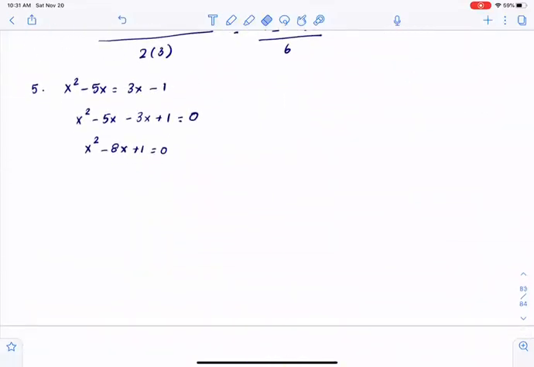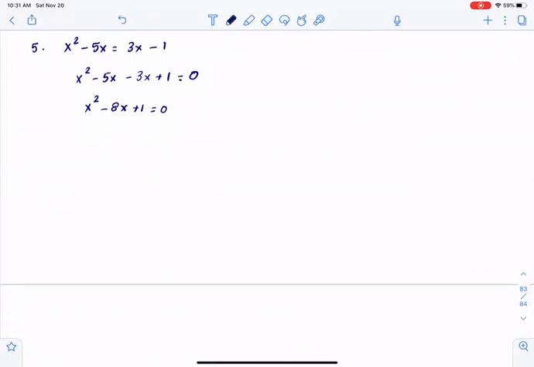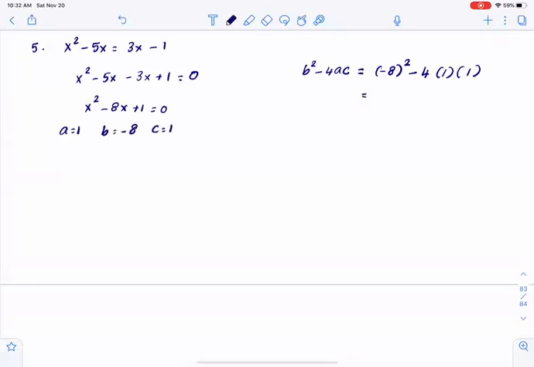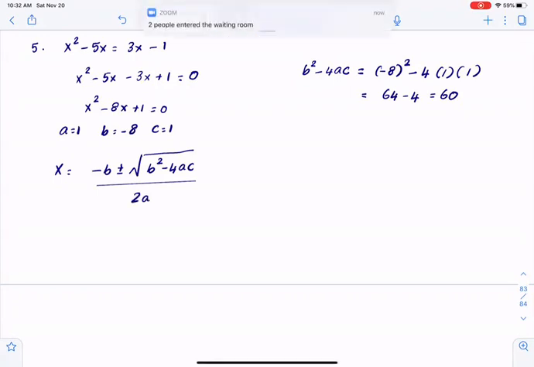So it is the exact same problem, but we are going to do it with the quadratic formula. So the discriminant is b squared minus 4ac equals negative 8 squared minus 4 times a is 1, c is 1, so we will have 64 minus 4, we get 60. So the roots are minus b plus or minus square root of b squared minus 4ac divided by 2a.